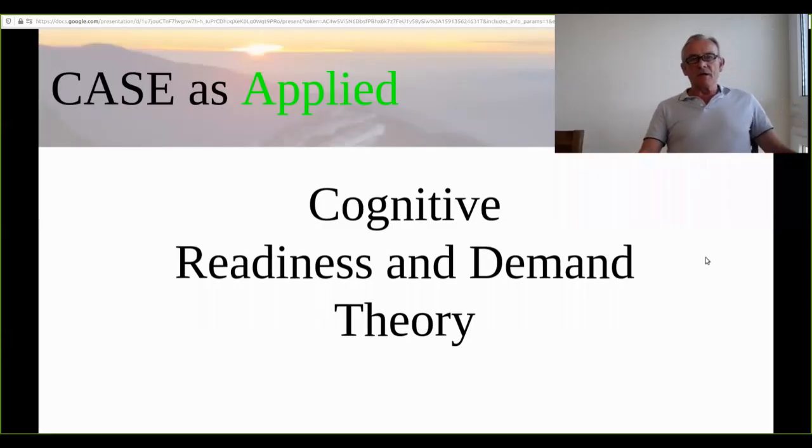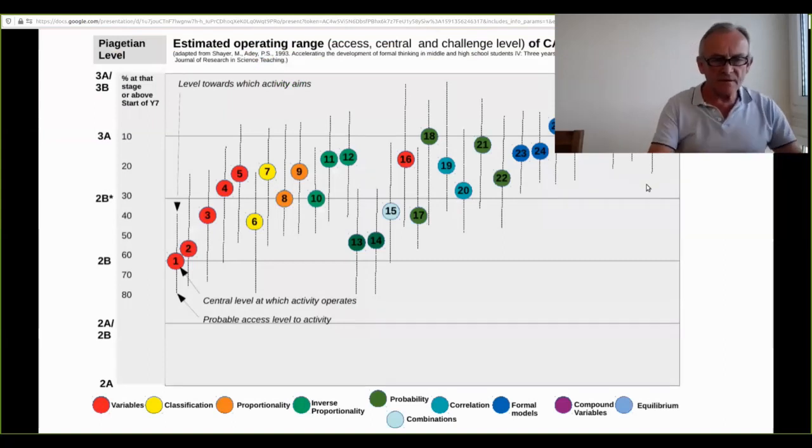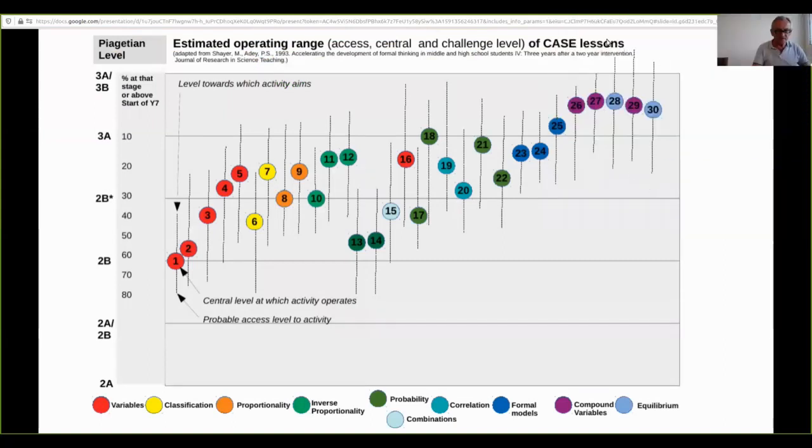Okay, now moving on to part 3, which is where we're going to look at how I applied this cognitive readiness and demand theory to creating some of what I call bridging lessons. This is again the 30 original CASE lessons showing the entry point to each lesson and its cognitive load, the target of the main episodes of the lesson, and some of the more stretching activities.